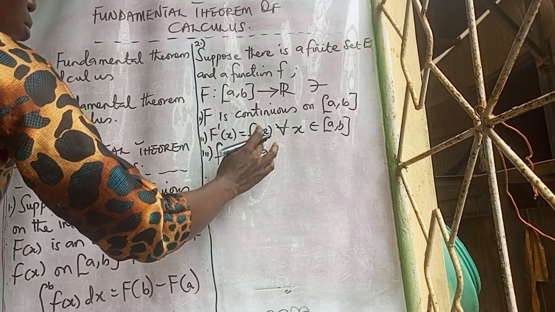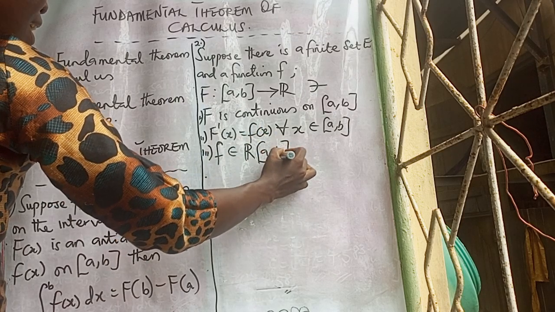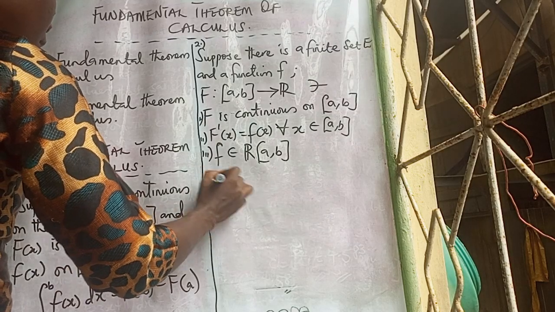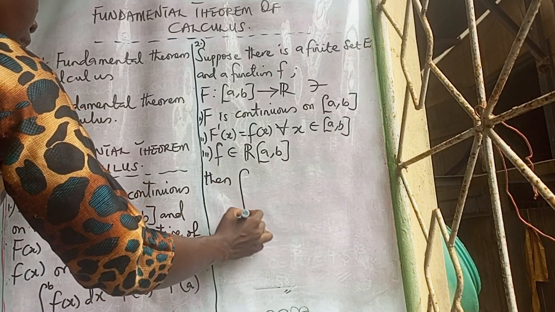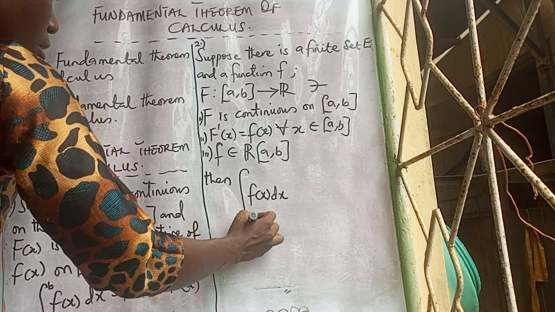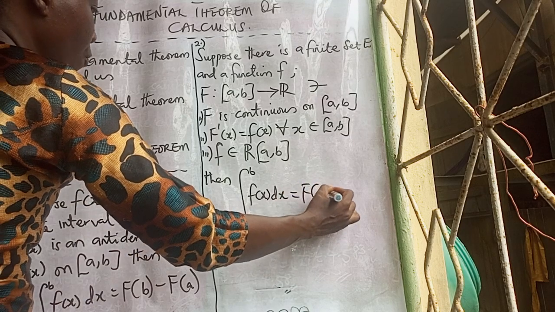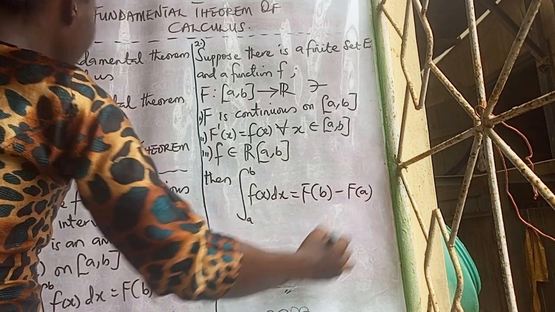and over the closed interval AB. Then the integral of f of x dx over the interval A to B is equal to F of B minus F of A.